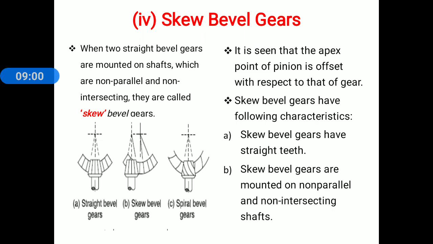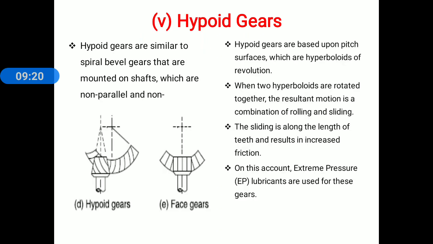Remember, the apex point of the pinion is offset with respect to that of the gear. So again, skew bevel gear has certain characteristics. See the first characteristic. Skew bevel gears have straight teeth. Second characteristic, skew bevel gears are mounted on non-parallel and non-intersecting shafts. And the last special category of bevel gear, that is very important, hypoid gears. Again, observe the sketch that is shown on the screen. Sketch D for hypoid gears.